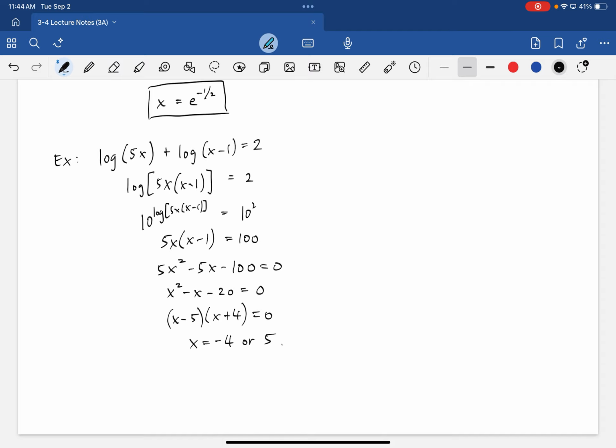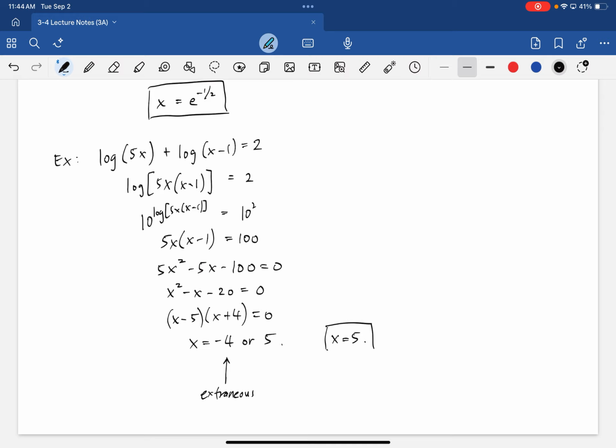Are we done? Of course not. We have to plug it back in. Which one doesn't work? -4. Right. Why is that? Because that makes the input negative. So we know that this is extraneous because it makes our second logarithm, log of x minus 1, not valid. So we say this is extraneous. 5 is all good, right? That would be log 25 plus log 4. That's all good. So our final answer is x equals 5.